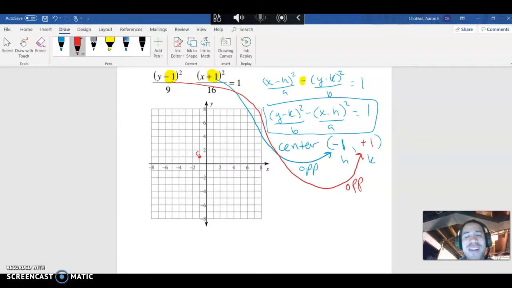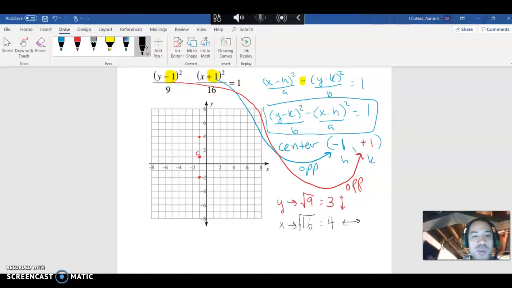Now, just like for an ellipse, we have to find our vertical changes and our horizontal changes. The way we do that is the exact same way as the ellipse. I'm looking at the y's. What's below y is 9, so we take the square root of that, which is 3. So this is my vertical change. I go up 1, 2, 3, down 1, 2, 3. For our x values, underneath x we have 16. We take the square root of that, and that gives us 4. So that tells us horizontally we are moving 4 in each direction. 1, 2, 3, 4. 1, 2, 3, 4.